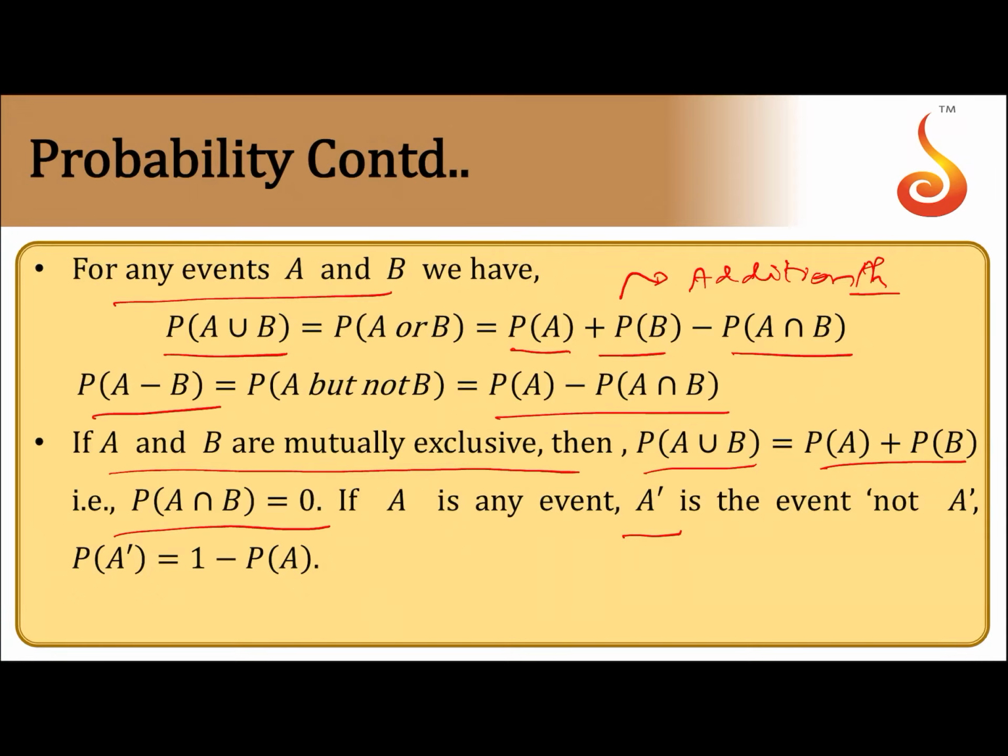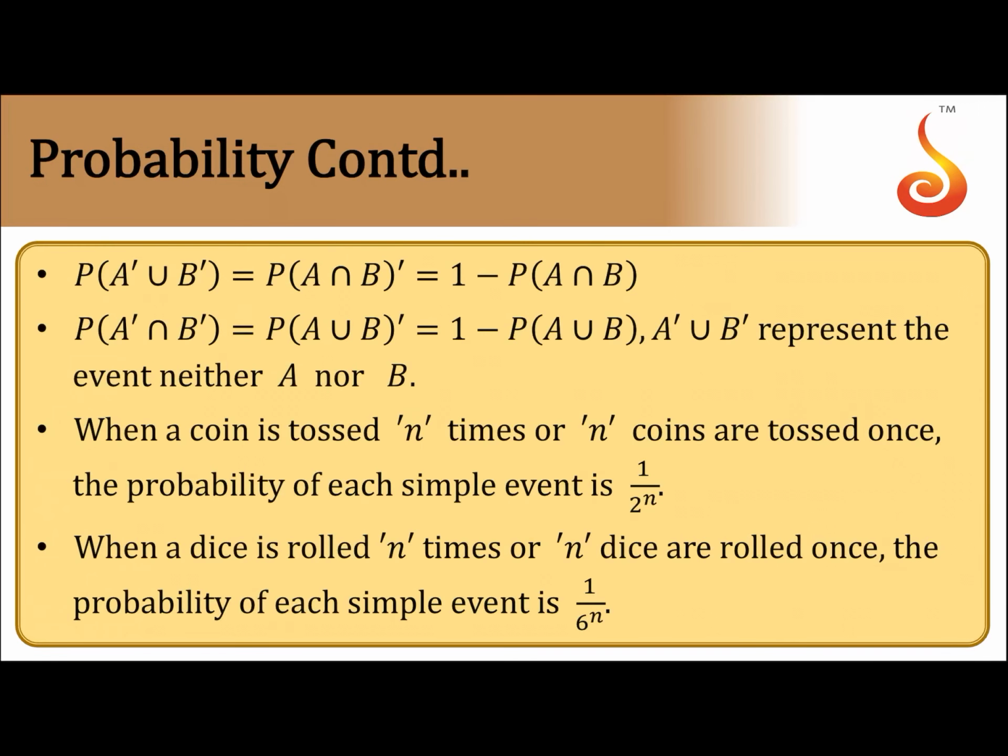If A dash represents non-occurrence of the event A, then the probability of non-occurrence is equal to 1 minus probability of A. And by De Morgan's law, probability of A dash union B dash is equal to probability of (A intersection B) whole complement, that is 1 minus probability of A intersection B. In the same way, probability of A complement intersection B complement is equal to probability of (A union B) whole complement.